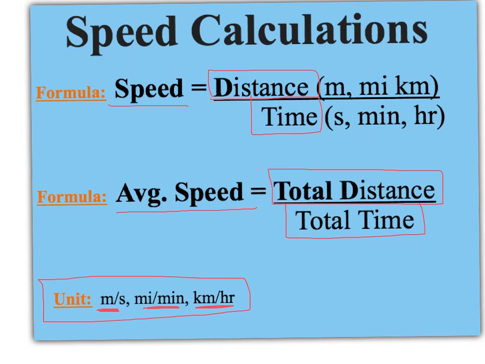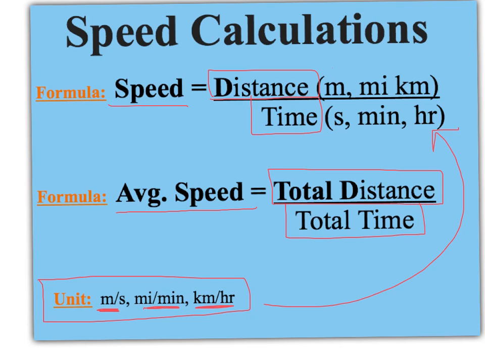We'll take a look back up here at our formula. Distance can be measured in several different units. It can be measured in meters or miles or kilometers or inches or feet. There's a lot of different ways to measure distance. And time can also be measured in several different units, like seconds, minutes, hours. Now, depending upon what our distance and time are being measured in, that will determine what our speed is being measured in.